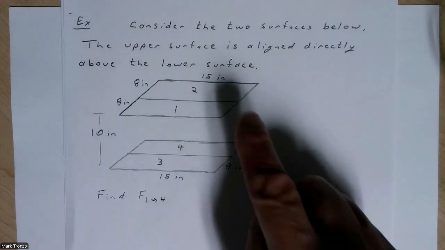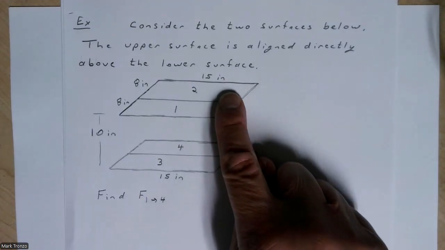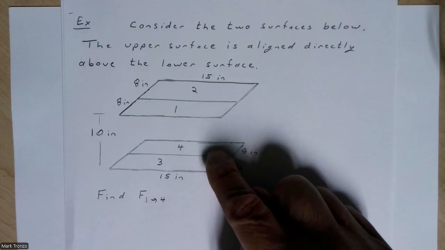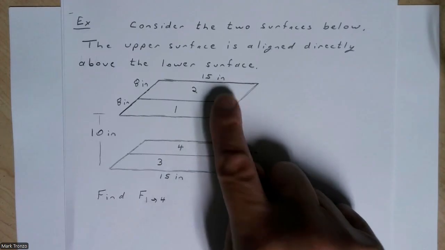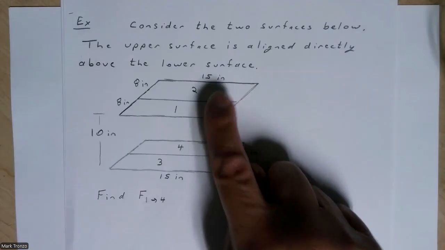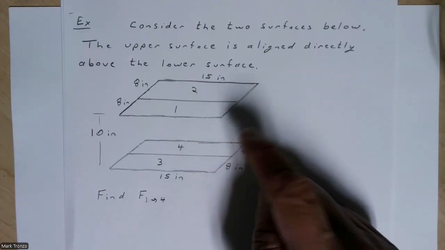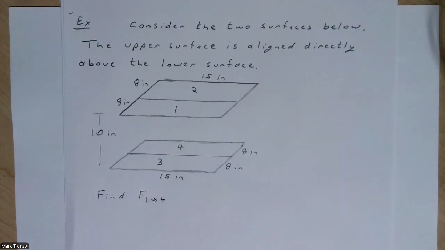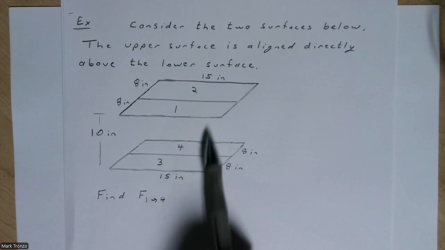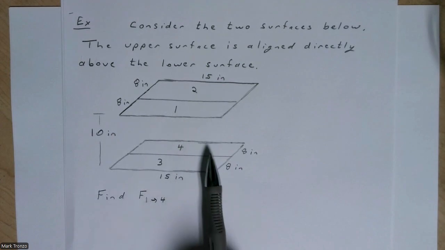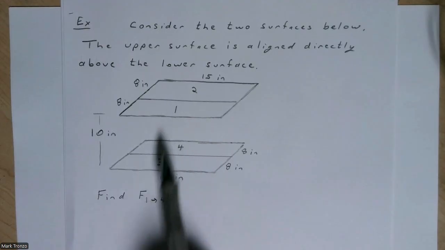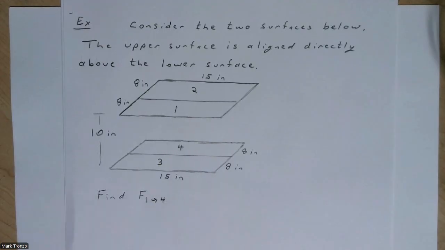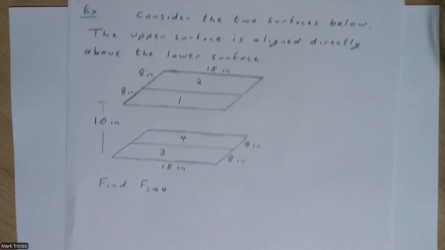Same thing over here. If we would have been asked for the view factor 2 to 4, it would also be easy because 2 is directly above 4, and they're both the same size. We could just look it up in the chart. But in this case, 1 is above 3 and 4 is below 2. So things don't work out exactly right because 1 is not directly above 4. So we're going to have to do this a little bit different way.